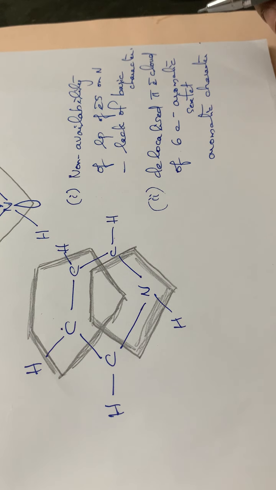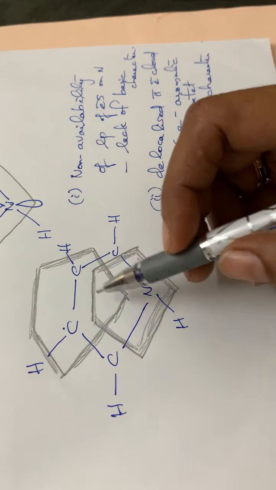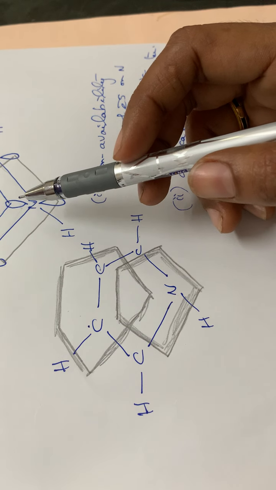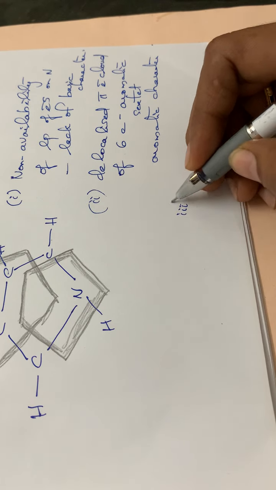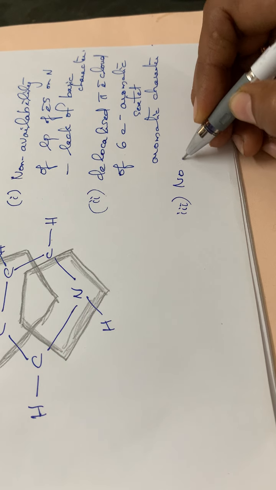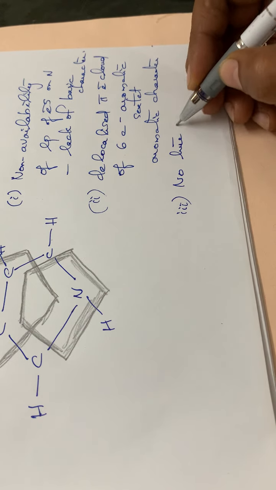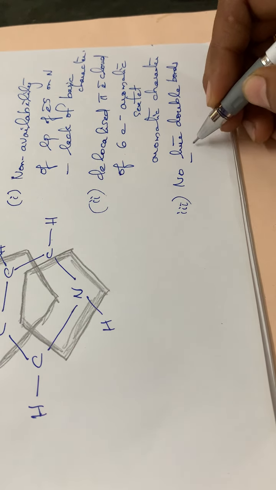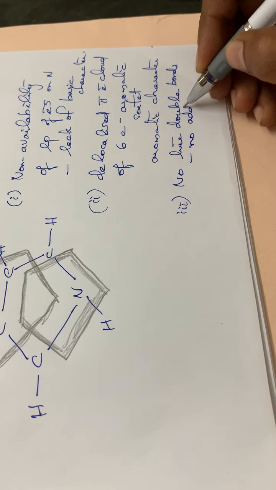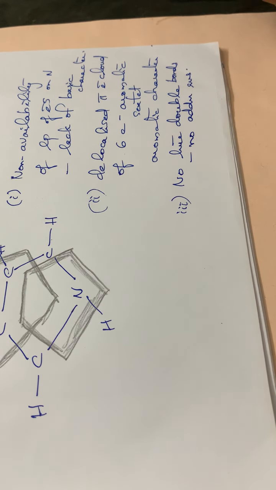Then the next is double bonds. Here also, no true double bonds are there. Hence, they will be resisting addition reactions. Third point, no true double bonds. Hence, it resists addition reactions. No addition reactions are possible.